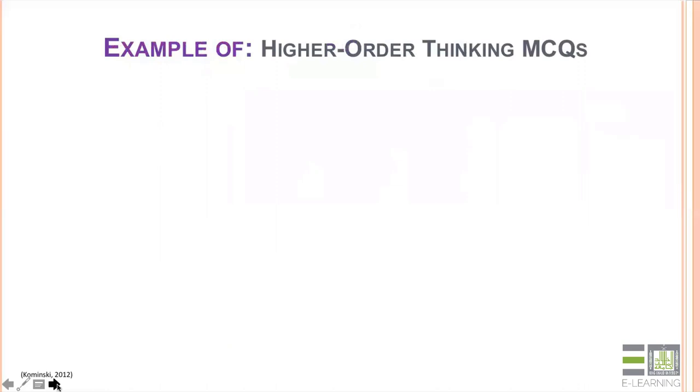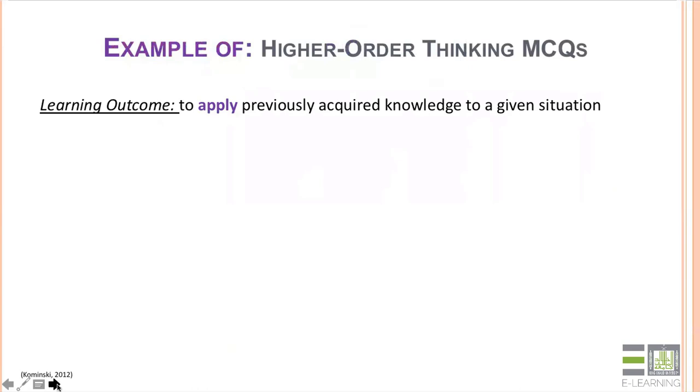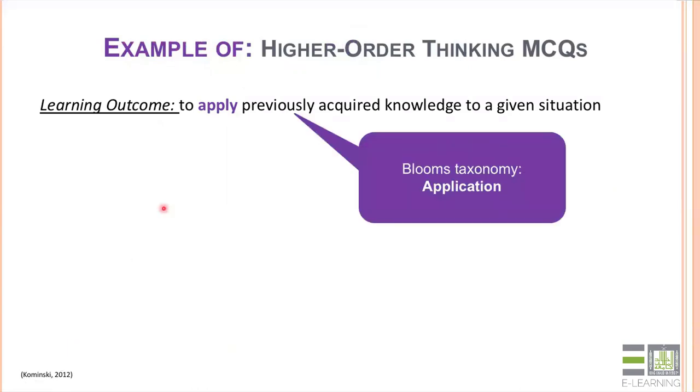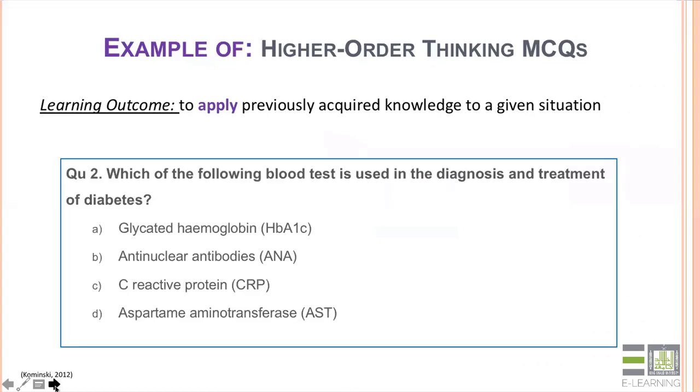So for some examples, if we had a learning objective that asked students to apply previously acquired knowledge to a given situation, the keyword here is apply, and that fits in with the Bloom's taxonomy level of application. A suitable question would be, which of the following blood tests is used in the diagnosis and treatment of diabetes? I appreciate I've started the question with 'which of the following', but if you read it in context, students should be able to answer the question fully based on reading the question itself. So the student will need to apply their knowledge of diabetes and how it's diagnosed and treated in order to select the correct answer from the list of alternatives.